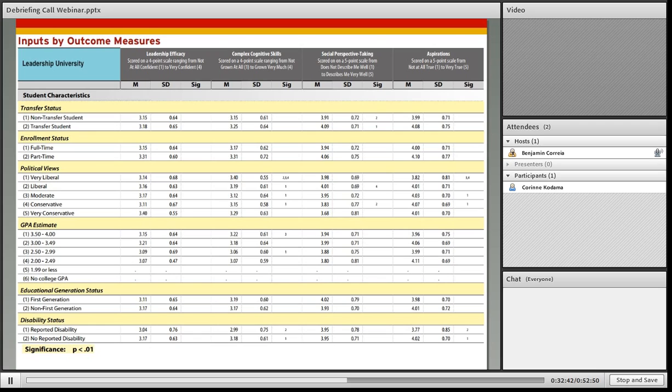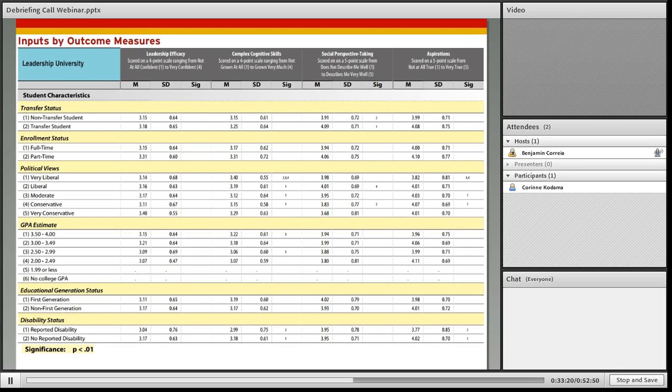So you can see the raw scores on the items. Now in this table, what you are looking for is, if you see in the third column under social perspective taking, there's a number 2 and a number 1 in the SIG column. In the inputs by outcome tables, that is what you are looking for. You're looking for a number in the SIG column. And what that tells you is there's a significant difference between groups 1 and 2. And so you can see that transfer students have higher scores on social perspective taking than non-transfer students.